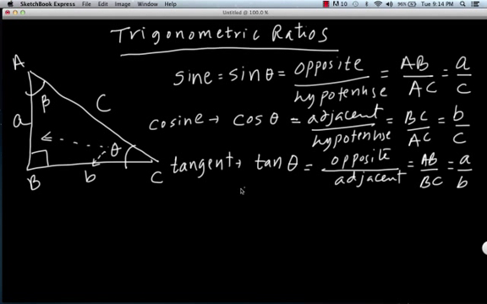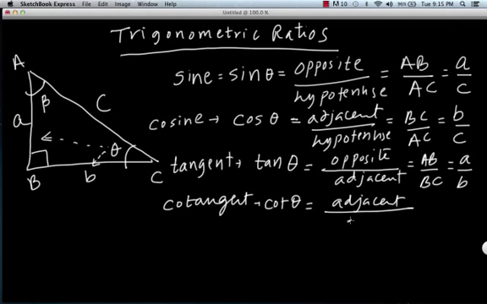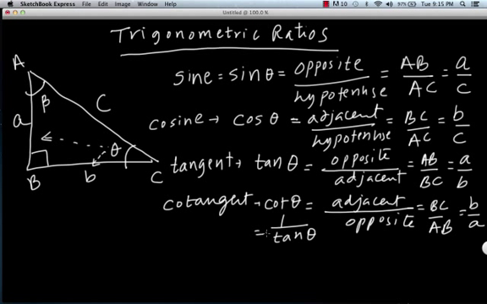So the next three ratios that we talk about are reciprocals of the first three ratios. We will begin with cotangent, which is also in short called cot theta, and is defined as adjacent by opposite. As you notice, cotangent is a reciprocal of tangent theta. Cot theta is equal to 1 by tan theta. So this will be BC by AB, which is nothing but B by A.